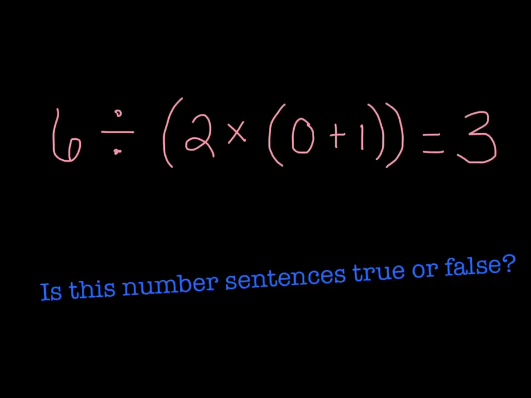If we look at another example, sometimes you will be asked if a number sentence is true or false based on where the parentheses are already. So here I have 6 divided by the quantity 2 times the quantity of 0 plus 1 is equal to 3. Now you might freak out for a little bit because you see not just one set of parentheses but a second set of parentheses. Don't worry about this. These are just called nested parentheses. Sounds kind of cozy, doesn't it?